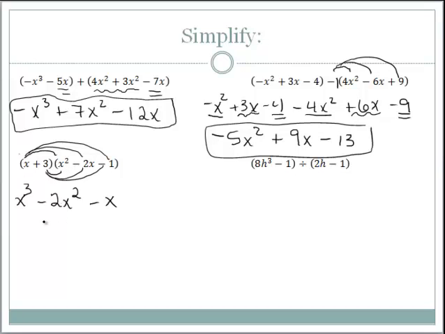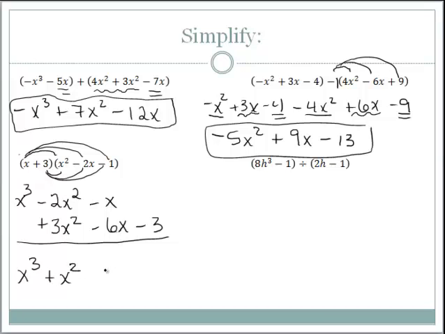3 times x squared. Notice I'm going to put it here. That's because I know I'm going to have to combine like terms, so I just put it under its like terms, so I don't have to hunt them down. 3x times negative 2x is negative 6x, and then 3 times negative 1 is negative 3. Now I combine like terms, x cubed. This negative 2 plus 3 is positive 1. Negative 1 and negative 6 is negative 7, and we bring down the negative 3.